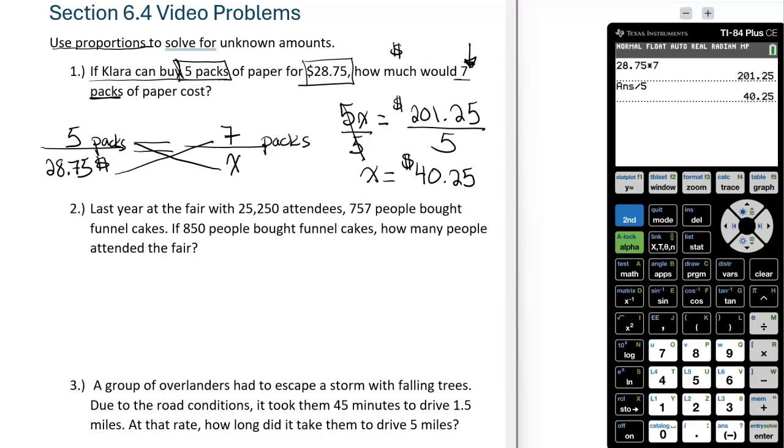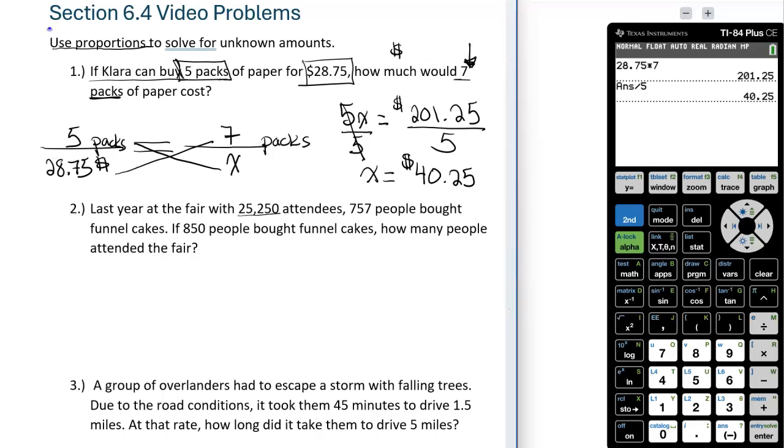Number 2 reads, last year at the fair with 25,250 attendees, 757 people bought funnel cakes. If 850 people bought funnel cakes, how many people attended the fair? All right, this is the same thing. If it doesn't say to use proportions, the way that you know you have proportions is that you have 2 different units that are related to each other somehow, and you have one missing value that you're looking for, and you're using that comparison in that proportion to find the missing value.